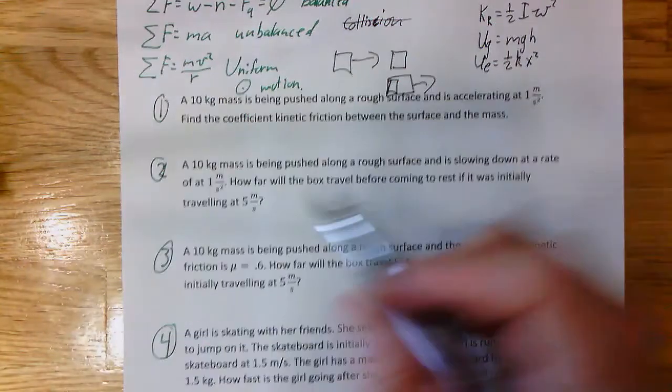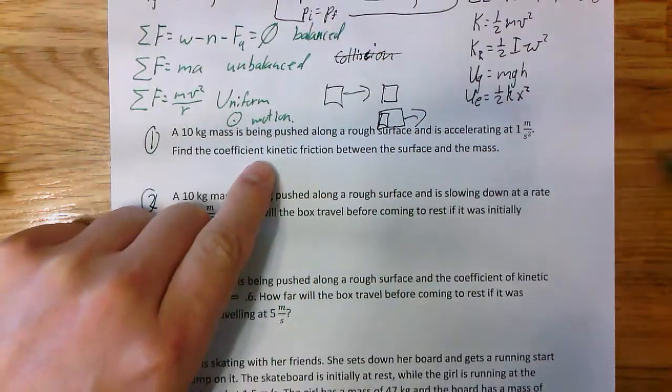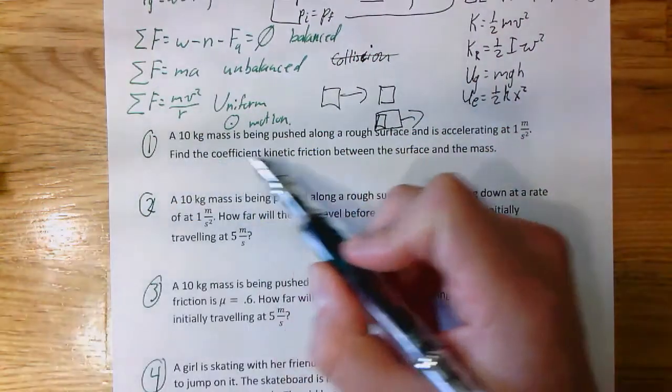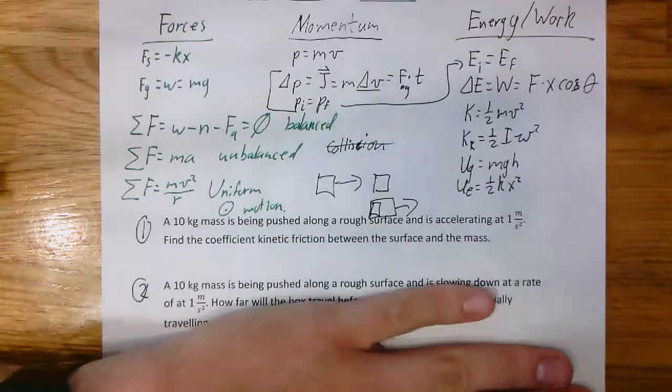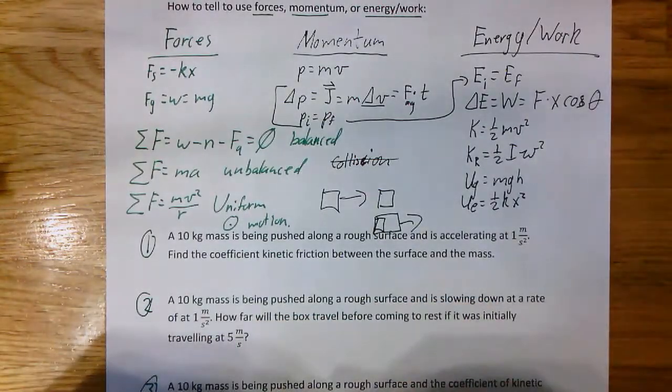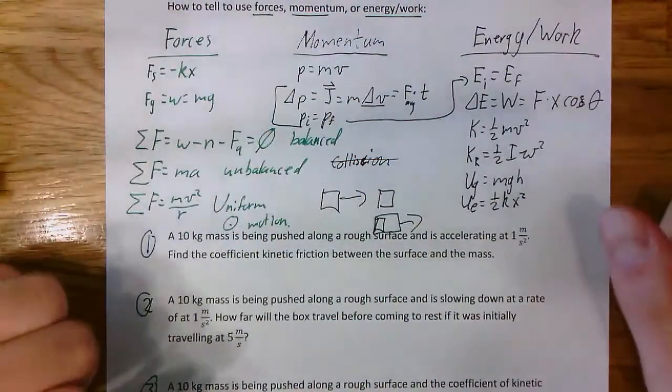All right. So it says for number 1. A 10 kilogram mass is being pushed along a rough surface and is accelerating at 1 meter per second squared. Find the coefficient of, there should be an "of" right there, I'll fix that. Find the coefficient of kinetic friction between the surface and the mass. Okay, so we're not looking at 2, 3, 4. Let's go through, maybe look and see what information did they give us, and then we'll try and figure out which one of these approaches we want to take.